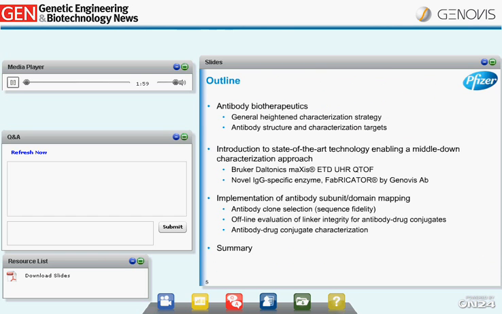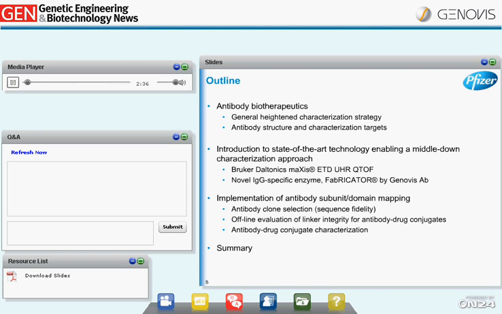For the outline today, we'll be going at a high level, giving a general heightened characterization strategy. We'll be moving into the antibody structure and characterization targets, followed by getting into the heart of the technology that we'll be utilizing to establish this middle-down characterization approach, and that is the Bruker Daltonics Maxis ETD ultra-high-resolution QTOF mass spectrometer. In addition, it's utilizing the FabRICATOR enzyme offered by Genovis, which is a novel IgG-specific enzyme.